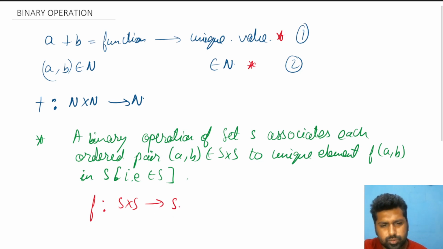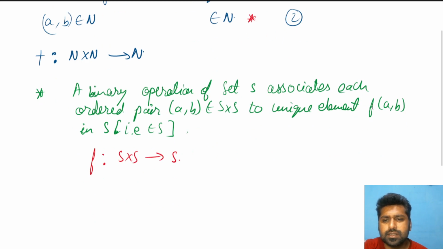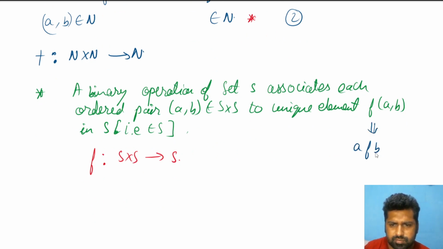Now how do we represent this? Every time I don't want to write the element as f of a comma b. So this gets modified to a function of b, and then instead of writing f, we write this as a star b, where star is the binary operation. This is the effective symbol for binary operations.